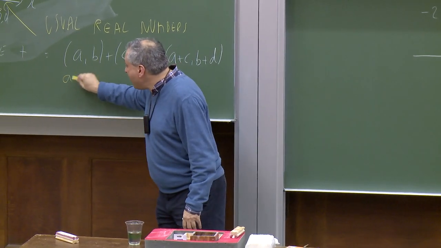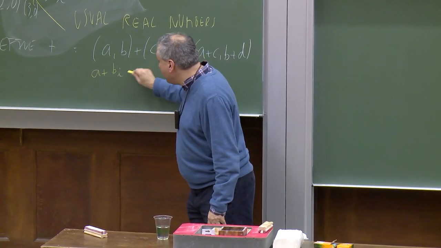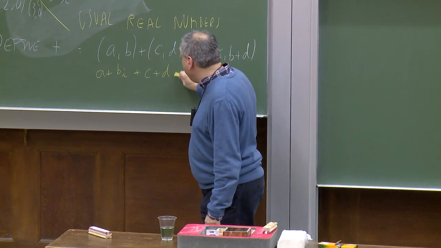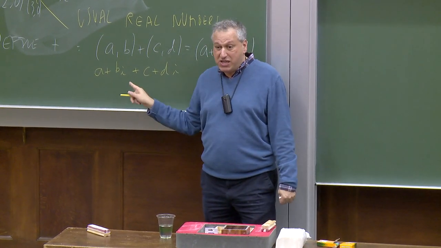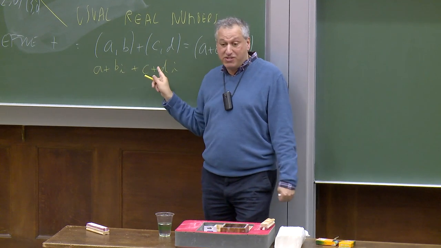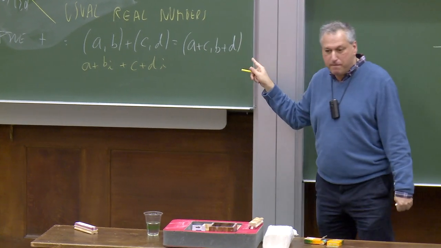If you take a plus b lots of i and add c plus d lots of i, you get a plus c plus how many i? b plus d lots of i. That's what I've written over there.